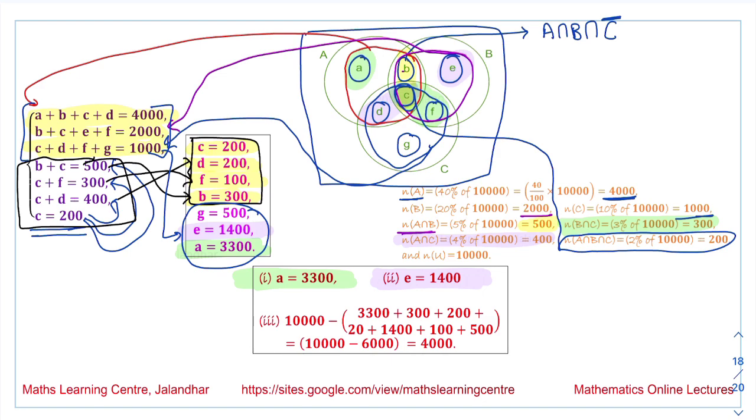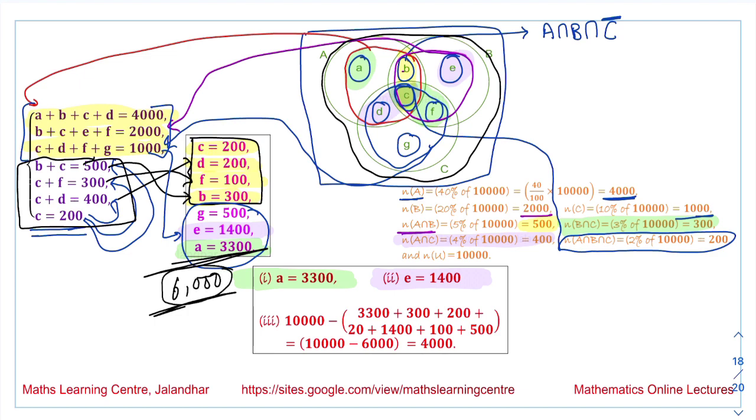Third is none of A, B and C. So for none of A, B and C, we first have to calculate the union of all these values, that is the sum of all these values. When we calculate the sum of all these values, it comes out to be 6000. It means 6000 persons buy the newspaper A or B or C. This value is the number of elements of A union B union C.